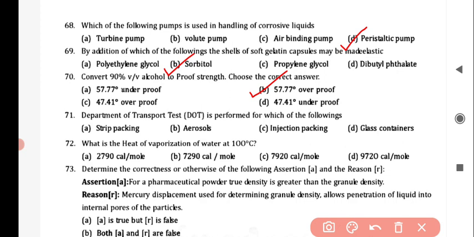Next question is, Department of Transport test, DOT, is performed for which of the following? And the correct answer is option B, aerosols. Next question is, what is the heat of vaporization of water at 100 degrees Celsius? And the correct answer is option D, that is 9720 calories per mole.